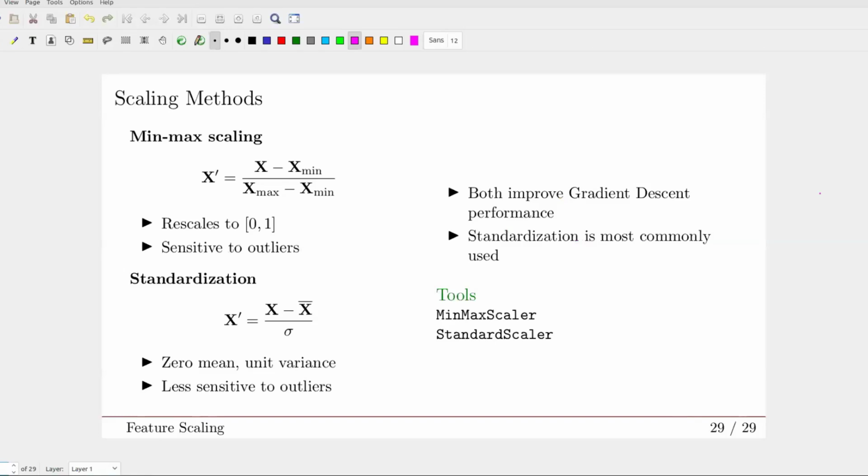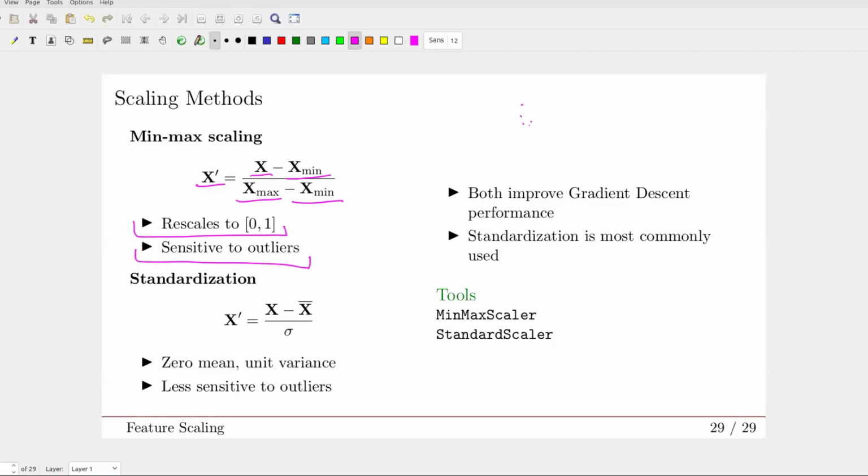There are two very common ways to do scaling. You can do min-max scaling. It's really nice. X prime, which is just our adjusted number, is x minus x min over x max minus x min. It rescales everything from 0 to 1. Really, I like things that scale from 0 to 1. Makes a lot of sense. What's the problem? It's sensitive to outliers, right?